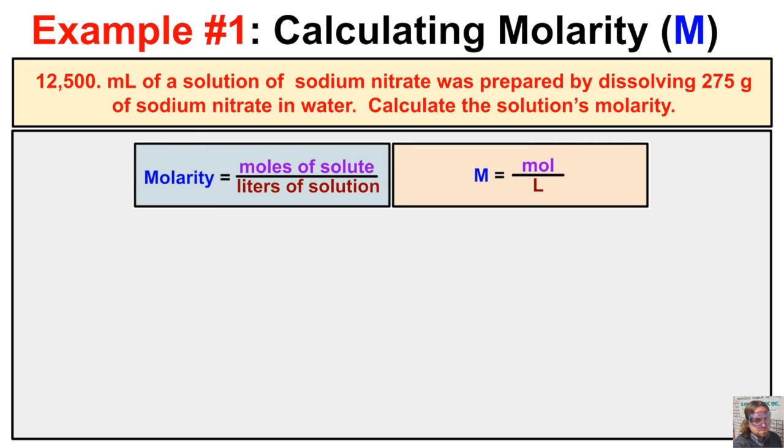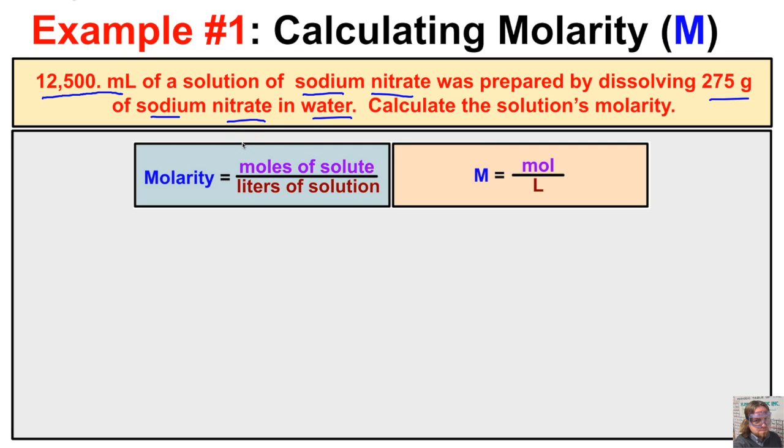In this first example, it says that 12,500 milliliters of a solution of sodium nitrate was prepared by dissolving 275 grams of sodium nitrate in water. Calculate the solution's molarity. So, in order to calculate the molarity of this solution, we need to know two things. We need to know the moles of solute, and we need to know the liters of solution.